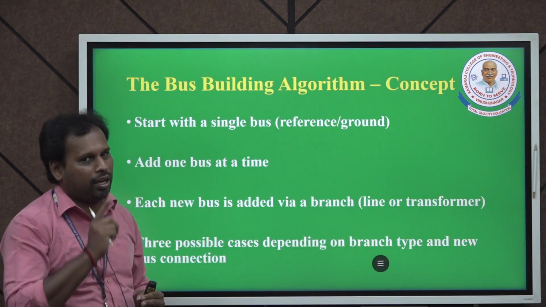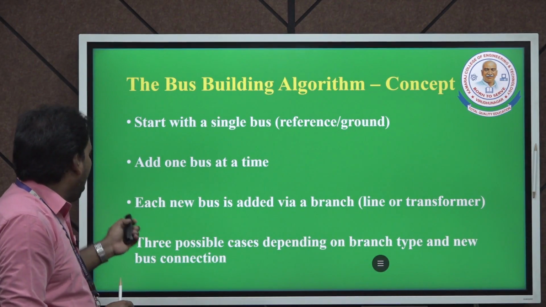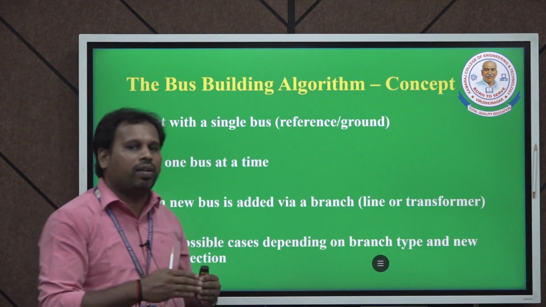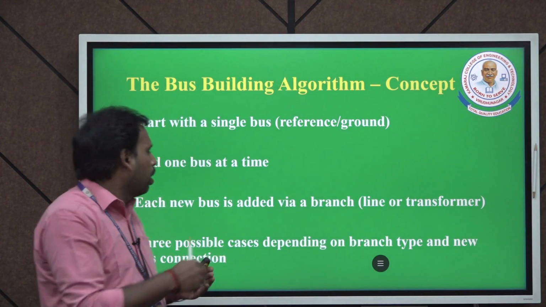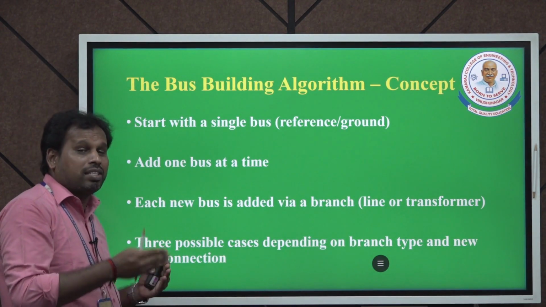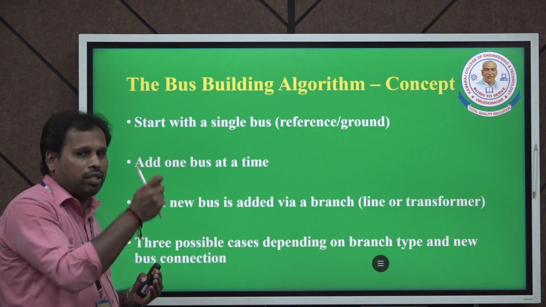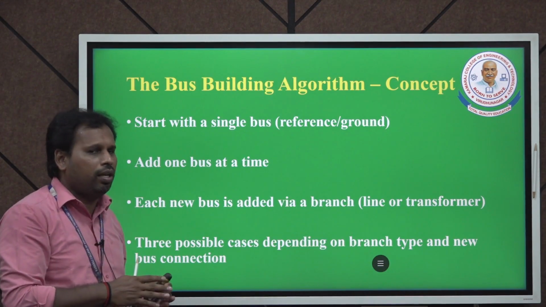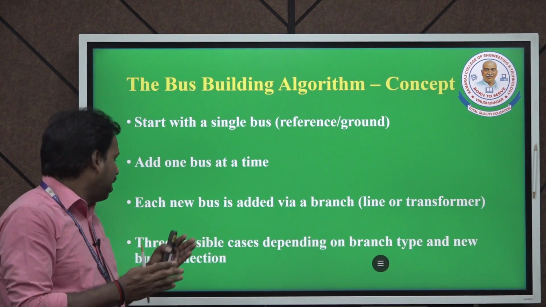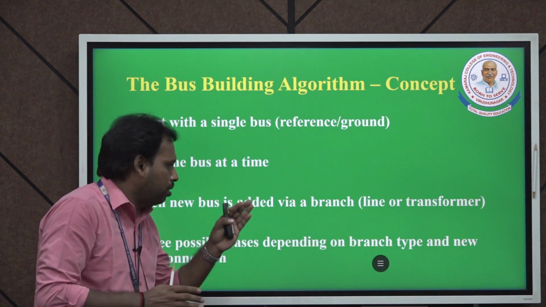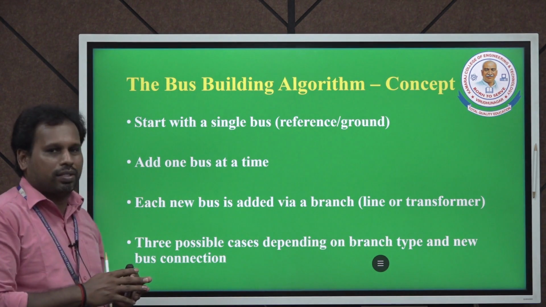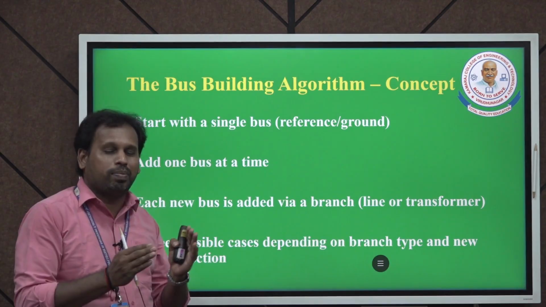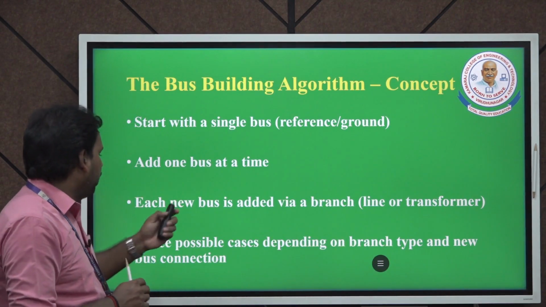Add one bus at a time, and each new bus is added via a branch, which may connect to an existing or old bus. Generally there are 4 cases, but we are going to combine them into 3 possible cases depending on the branches and the type of new bus connection. Some books describe 4 possible connections, but here we simplified this into 3 possible cases.